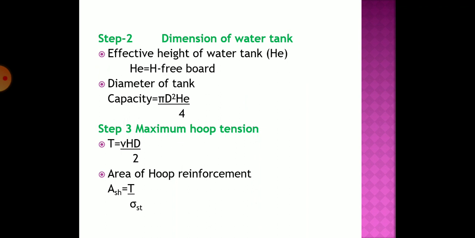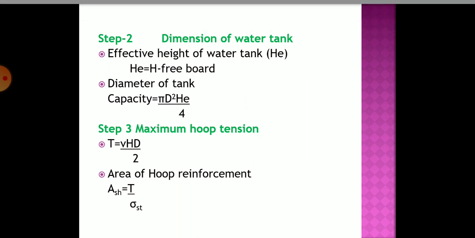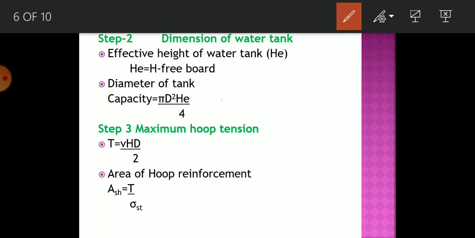Then next is the diameter of the water tank. For determination of the diameter of the water tank, we are using this formula, and that formula is capacity is equal to pi by 4 d square He.